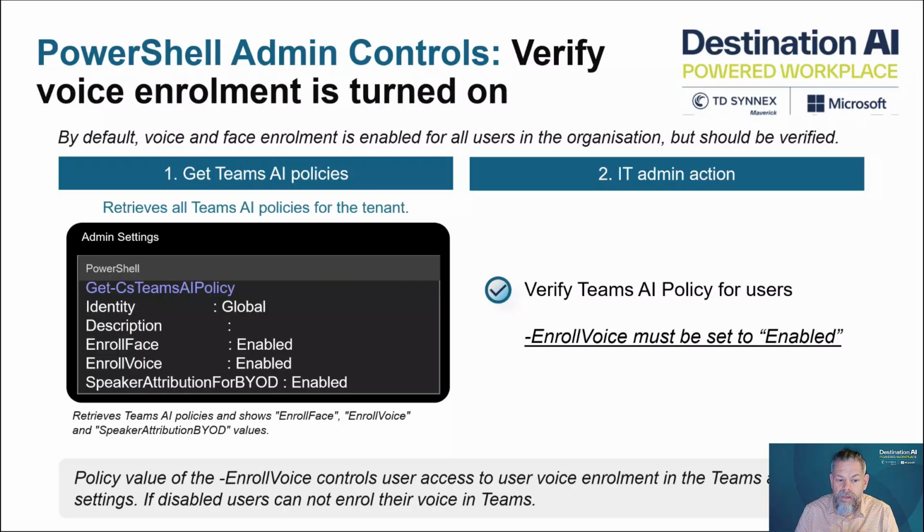And again, we can also do something called speaker attribution for BYOD. It works exactly the same. If I'm bringing my own device within the meeting room and I want to enable that functionality, we need to have it. But again, we need to verify that that AI policy is set up so that within that, enroll voice must be set to enabled.